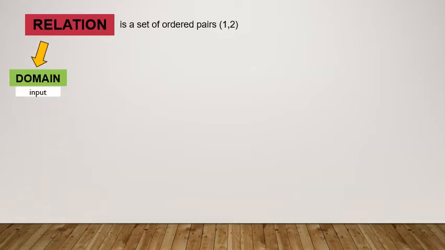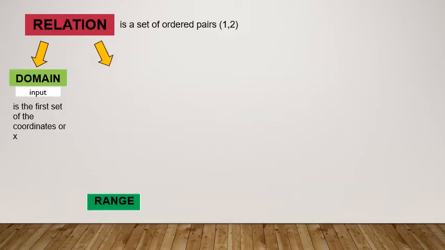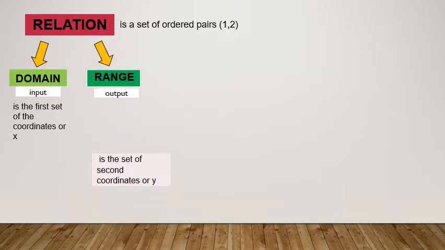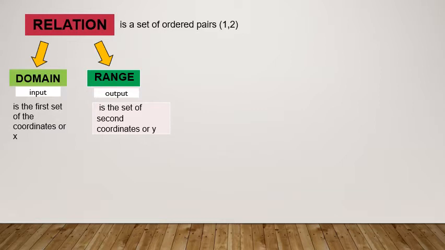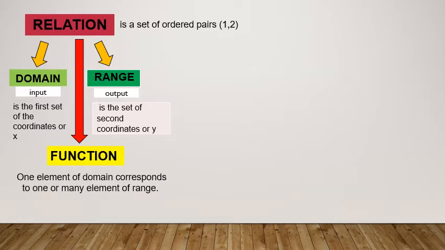So for these relations, we have a set of ordered pairs, samples 1 and 2. This is the domain, or input. We can say that is the first set of coordinates, or x. And this is the range, the output, the set of second coordinates, or y. We can say that it is a function if each element of the domain corresponds to one element of the range.